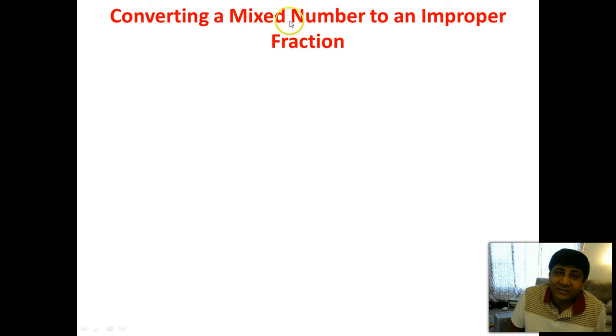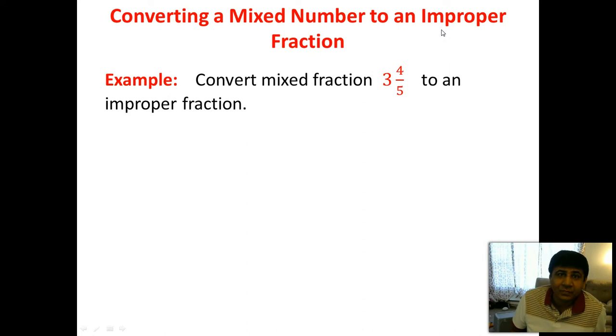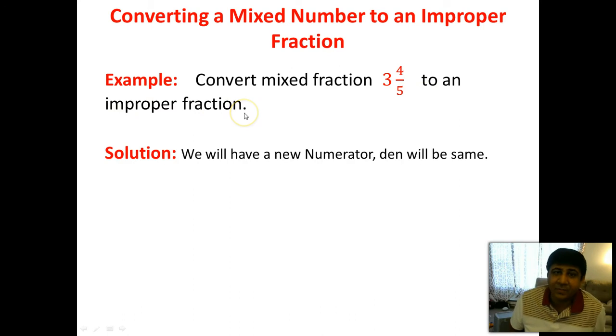So suppose a mixed number is given to you and we have to convert it into an improper fraction. Let's look at an example here. A mixed number is given to us: 3 and 4 over 5. So this is basically 3 plus 4 over 5, and we have to convert it into an improper fraction.